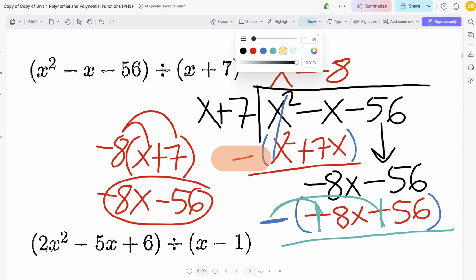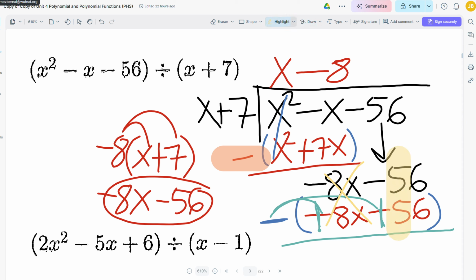If we combine correctly, we have now a negative 8x and a positive 8x. They're opposites, so they're going to cancel out. So I'm going to go ahead and cross them out to make 0. And same thing is going to happen if you focus on the negative 56 plus 56. Negative 56 plus 56 is 0. So we're going to go ahead and cancel those out. And we end up with a 0 remainder.